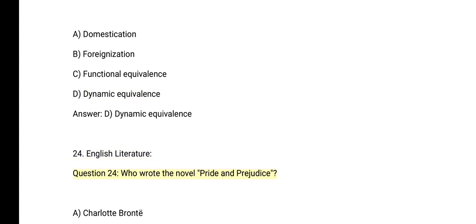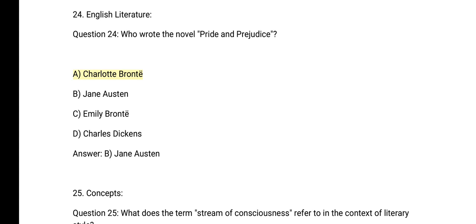24. English literature. Question 24. Who wrote the novel, Pride and Prejudice? A. Charlotte Brontë. B. Jane Austen. C. Emily Brontë. D. Charles Dickens. Answer: B. Jane Austen.